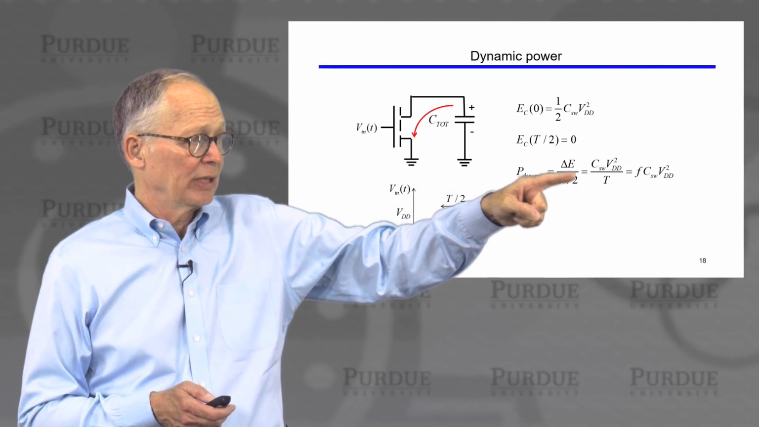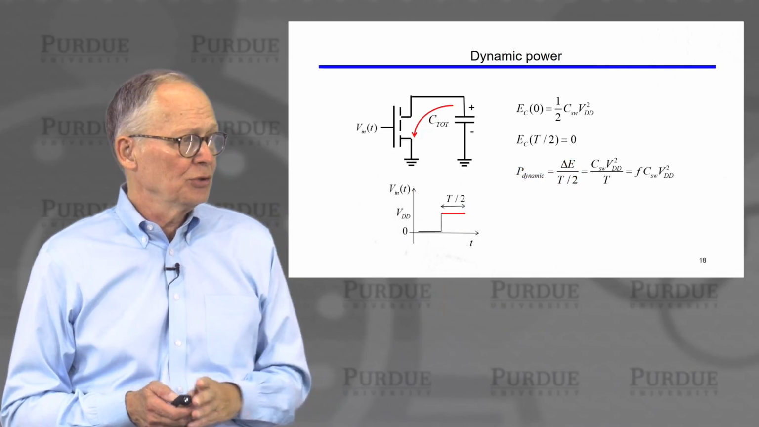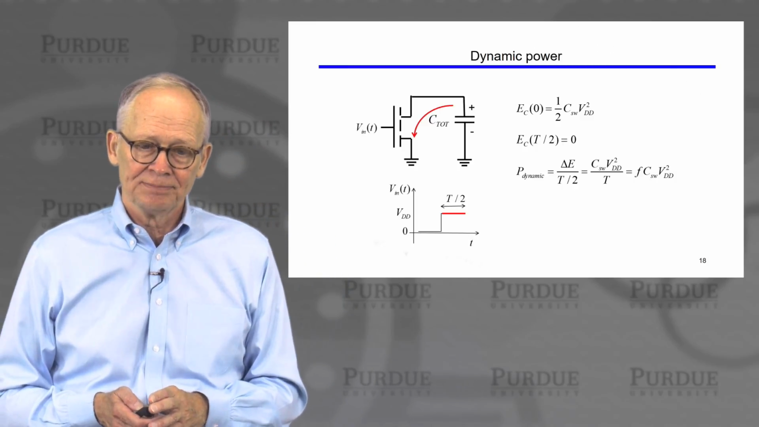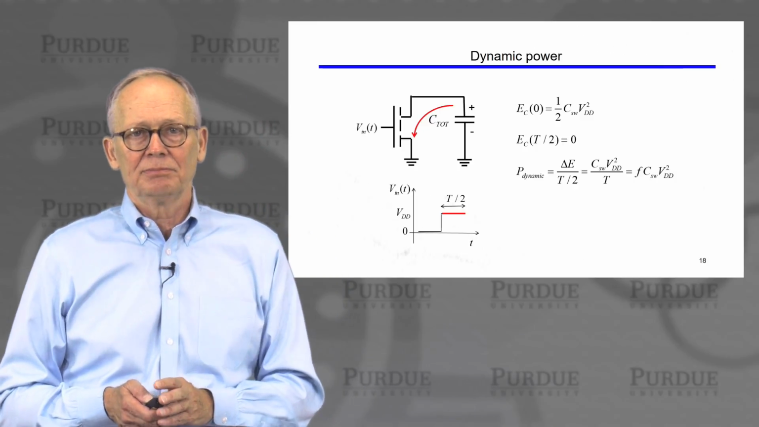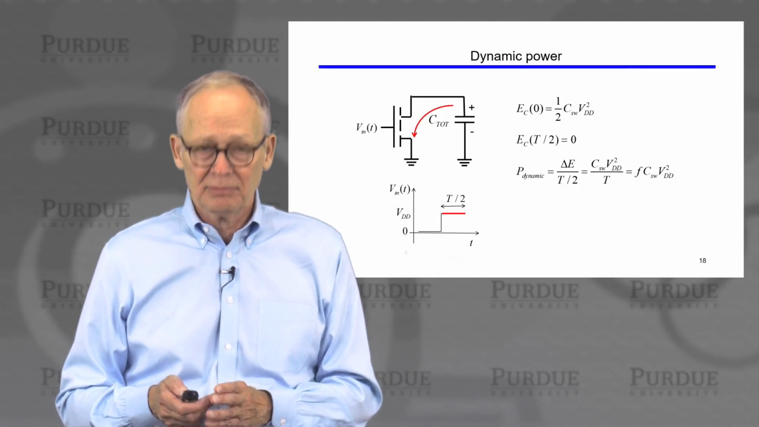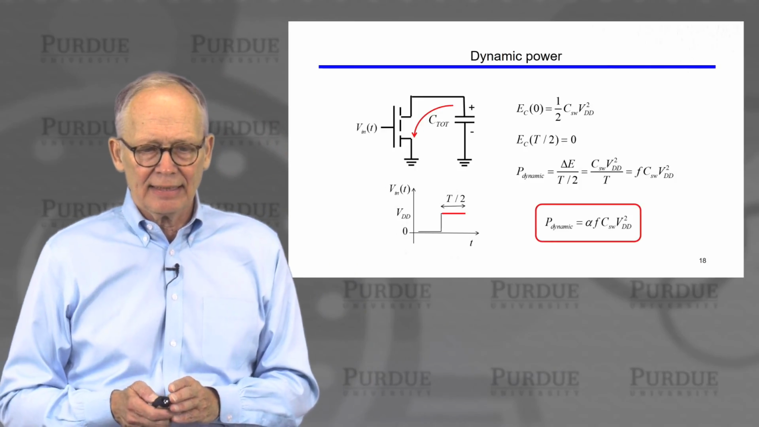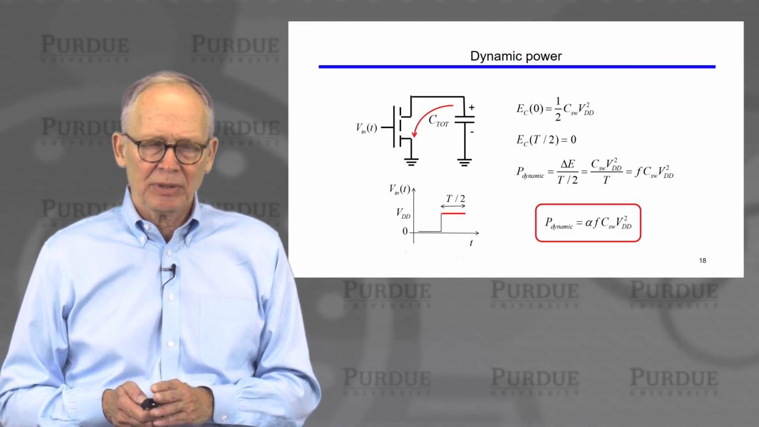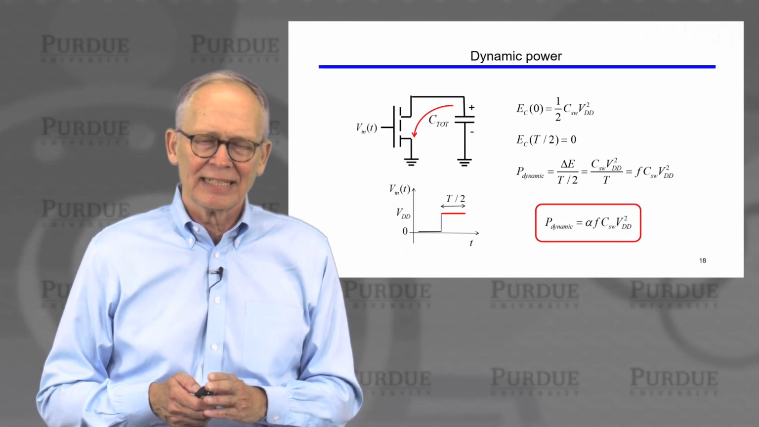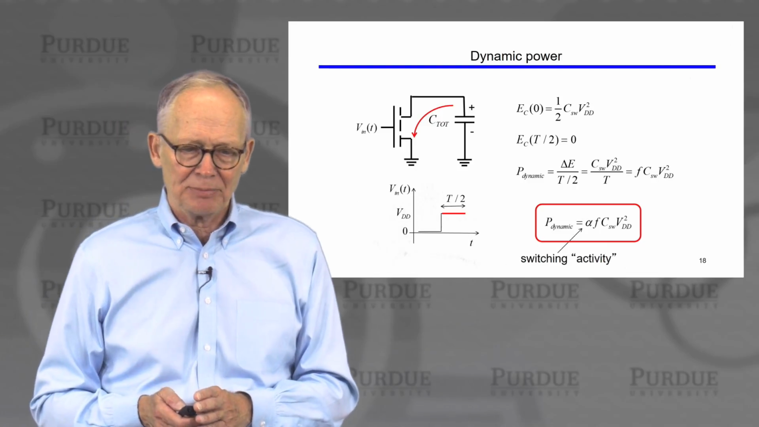We just put in the 1/2 CV squared energy stored, the half period T/2, and we find that the power is frequency times capacitance times voltage squared. The faster we run the circuit, the more power it consumes. The more capacitance, the more power. The higher the voltage is, the more power is consumed. So this is our dynamic power. And the factor alpha here is something we've introduced called an activity factor that represents the fraction of the time that this particular gate is switching. Not all gates switch every cycle. This might be a few percent.